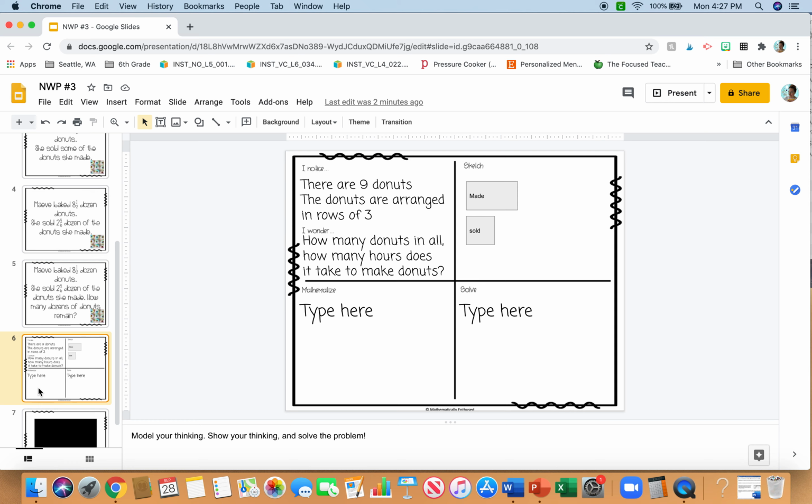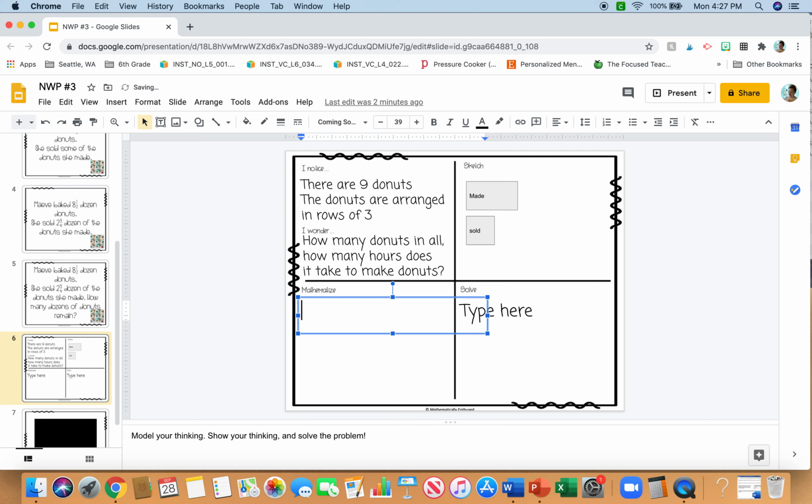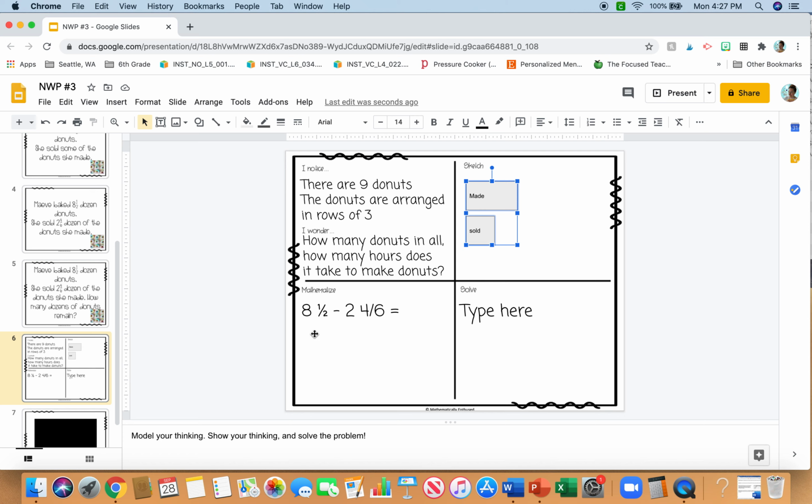So in this mathematize spot, I borrowed that word from something I heard Joe Boaler say. I don't think she took claim of that word. Somebody else is using that word, but this is where you're going to put in your mathematical sentence. So we know we've got 8.5 dozen, and then she's selling 2 and 4/6 dozen. So that's my mathematizing.